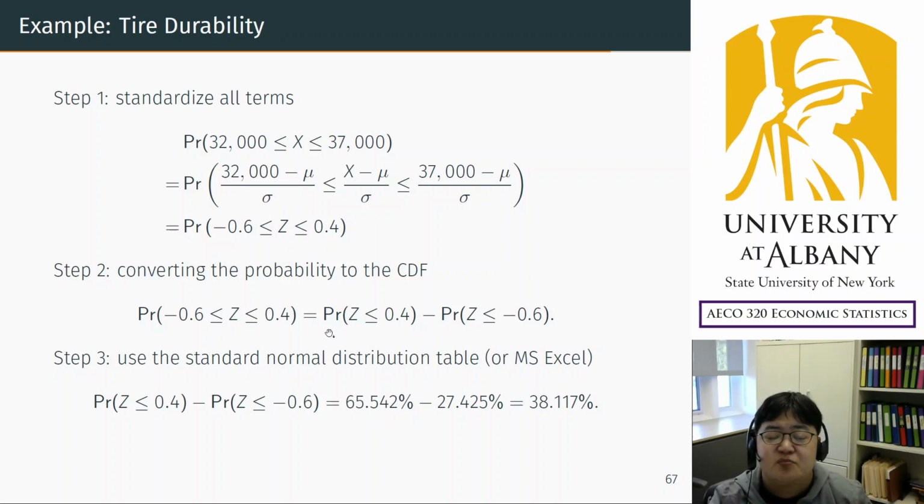And after this transformation, the next step is to express this probability about the standard normal distribution as cumulative probabilities of a standard normal distribution. So you make it a difference between two cumulative probabilities, right? Z smaller than 0.4 minus z smaller than minus 0.6. And then you are ready to use the Excel formula. Probability z smaller than 0.4 from Excel gives you this number, and the other probability from Excel gives you this number. Then just subtract them, and you are going to get 38.117%. That is the original probability we wanted you to calculate.